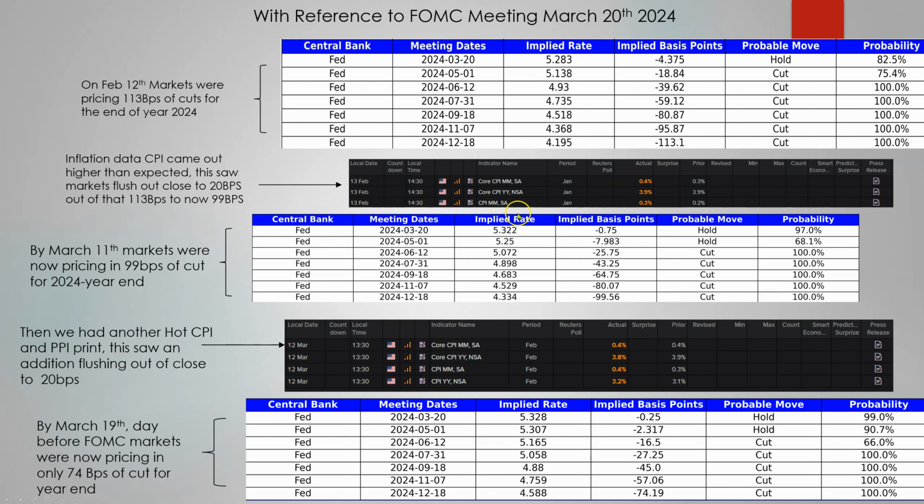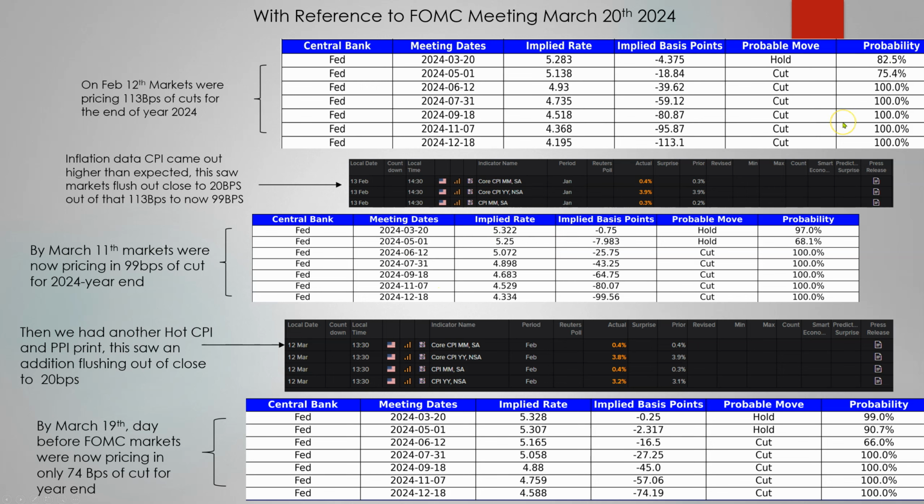So in February, we had the CPI data. You know what we talked about with the CPI data, it's a tier 1 event, a very, very important event. What happened is we had CPI coming out higher than what the markets expected. This changed the implied basis points that were already priced in. By March 11th, markets were no longer pricing in this 113 basis point cut. They were now pricing in 99. So it reduced close to 20 basis points of cuts after we had the CPI back on the 10th of February.